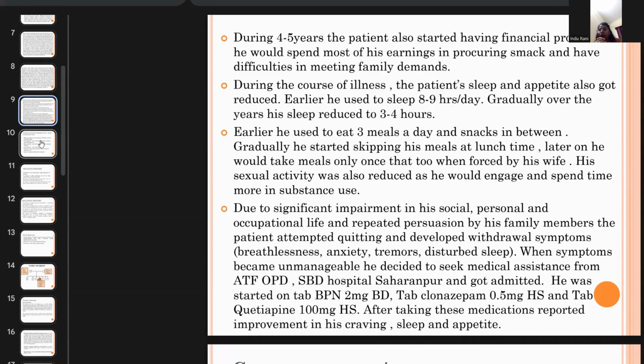quitting and developed withdrawal symptoms in the form of breathlessness, anxiety, tremors, and disturbed sleep. When symptoms became unmanageable, he decided to seek medical assistance from ATF OPD, SBD Saharanpur, and got admitted. He was started on tablet buprenorphine 2 mg BD, tablet clonazepam 0.5 mg HS, and tablet quetiapine 100 mg HS. After taking these medications, he reported improvement in his craving, sleep, and appetite.